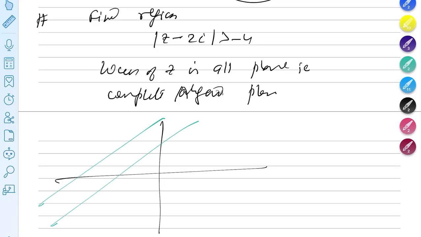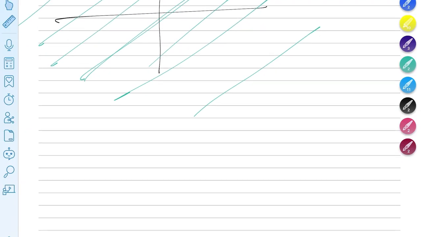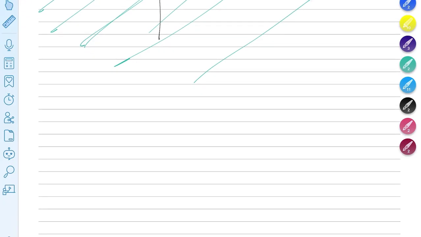It doesn't matter where the center is and which circle it is, because this is always true. This is a modulus, and a modulus is always greater than a negative value. So this is valid for all the values of z, and it represents all the regions of the Argand plane. Okay, so this was the basics of the modulus one.